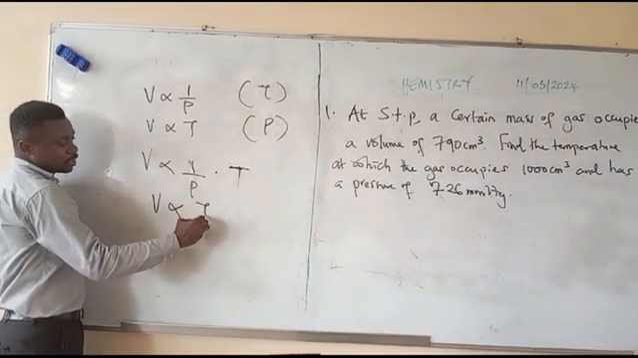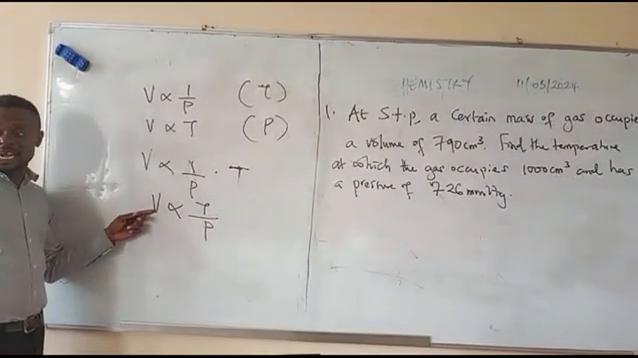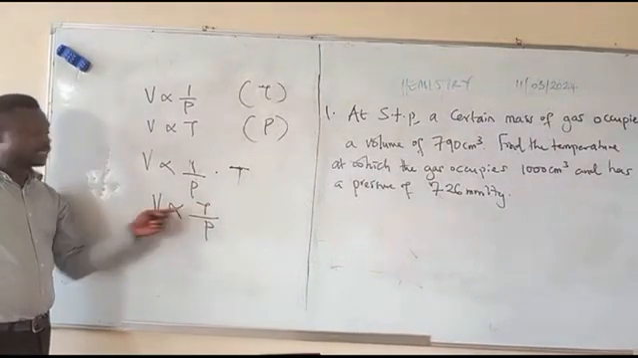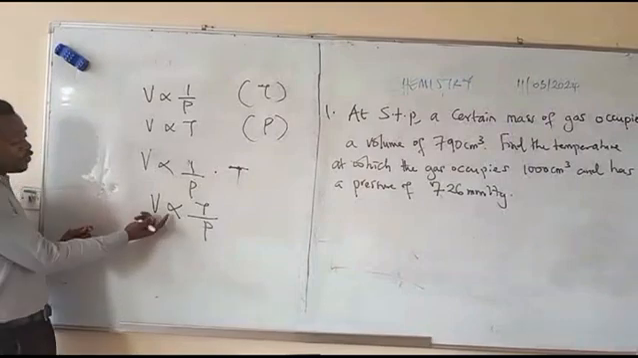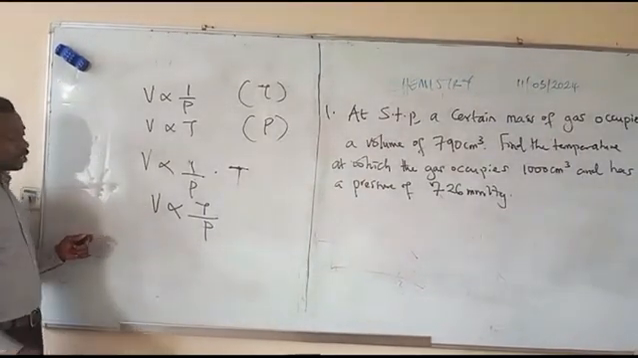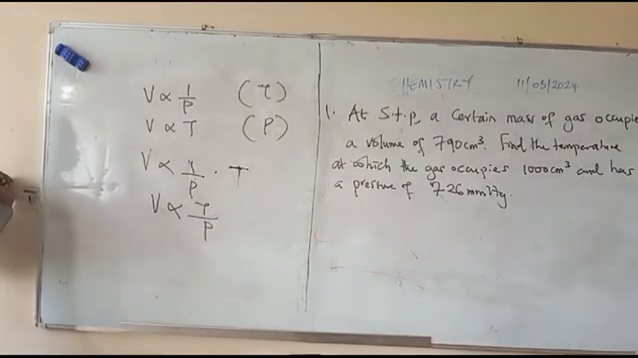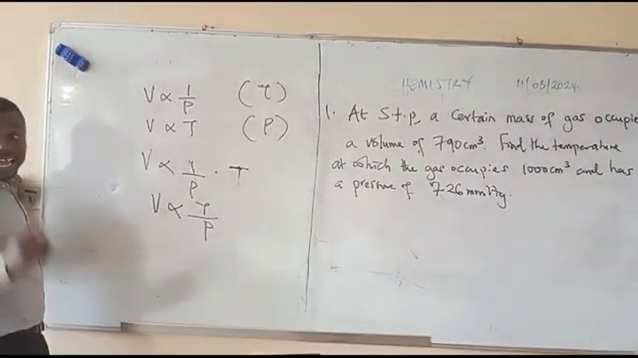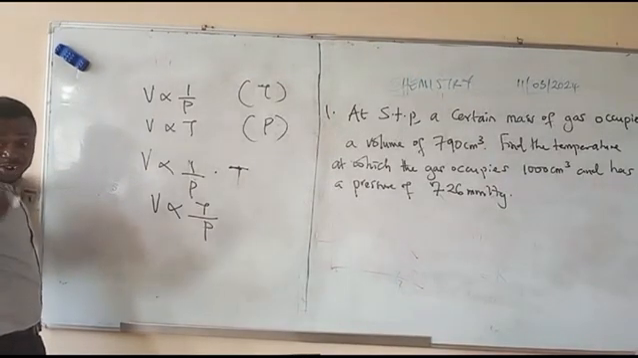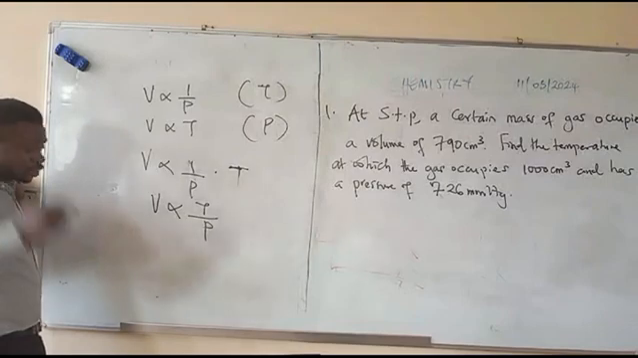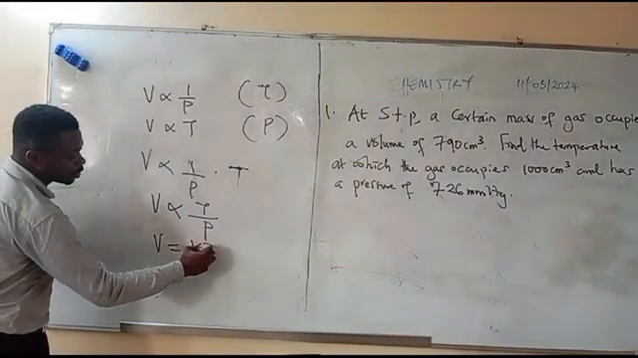So this will become T over P. The same V is directly proportional to T, and inversely proportional to P. If you want to remove the sign of proportionality, you introduce a constant and put an equal sign to make it an equation. Remember, we're talking about the general gas equation, not a general gas expression or proportionality. So to make this an equation, volume is now equal to K T over P.